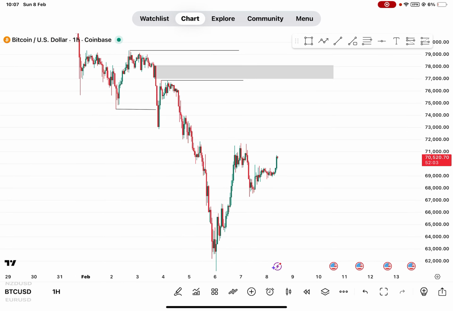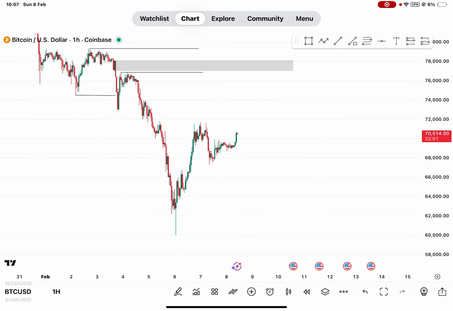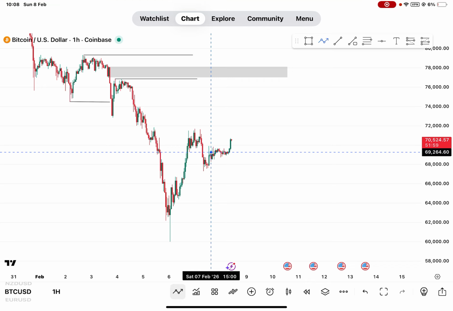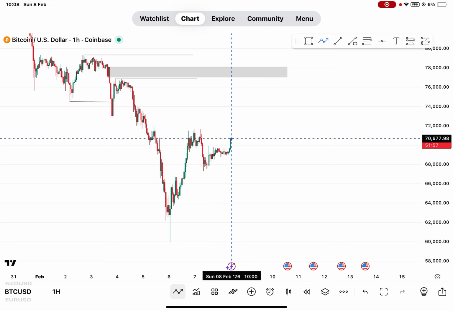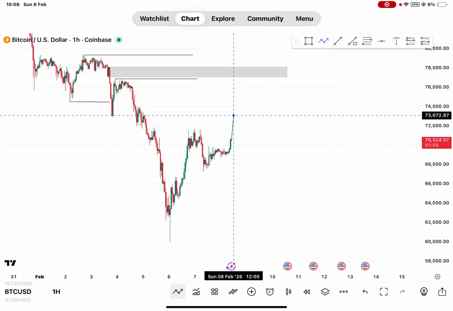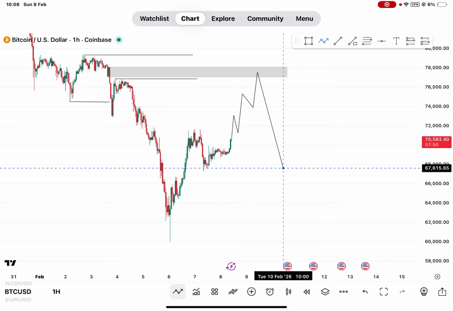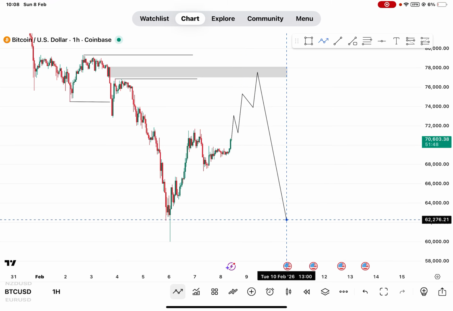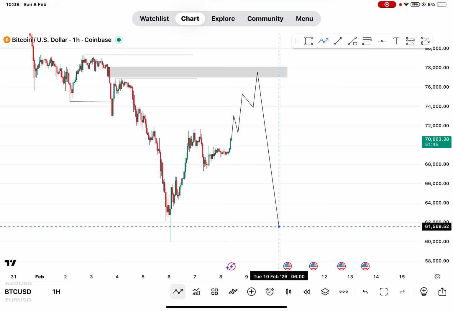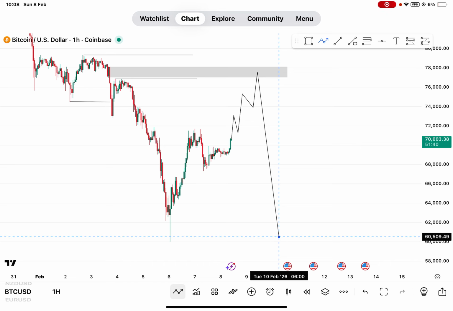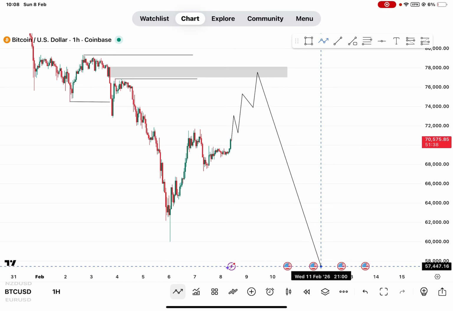So basically, what I'm expecting on BTC this week is a continued push. That is my expectation on BTC. I'm expecting BTC to keep buying till it gets to this level. Then we can start seeing a selling pressure. So I'm expecting BTC to come to around 78,000 before dropping again to around 60,000.